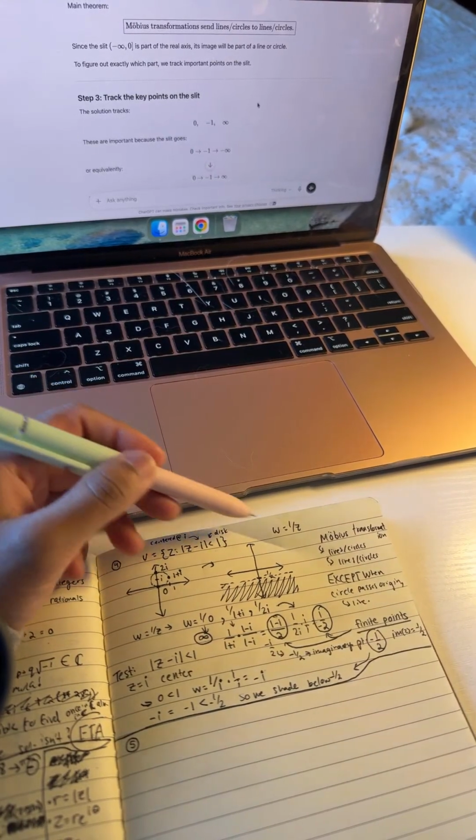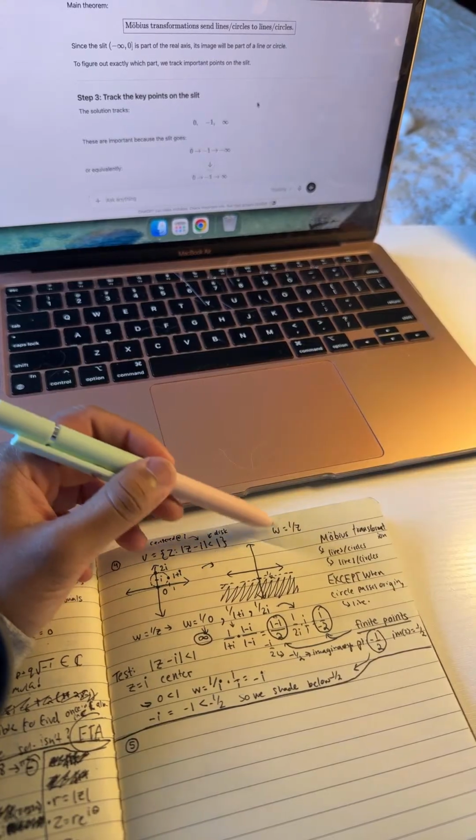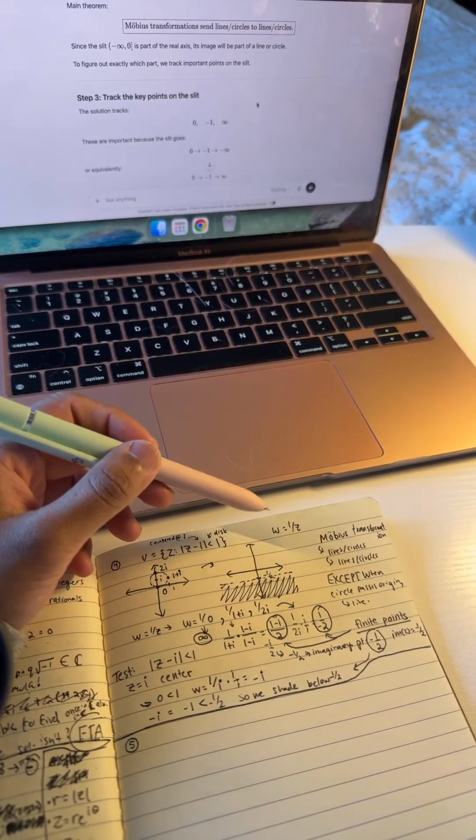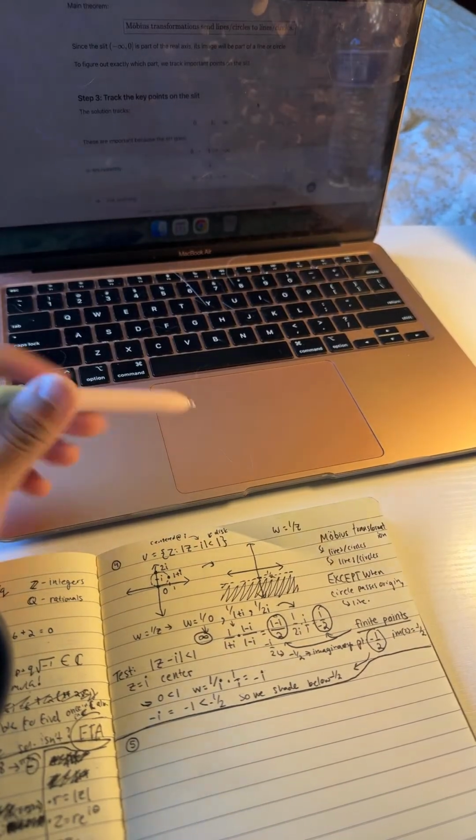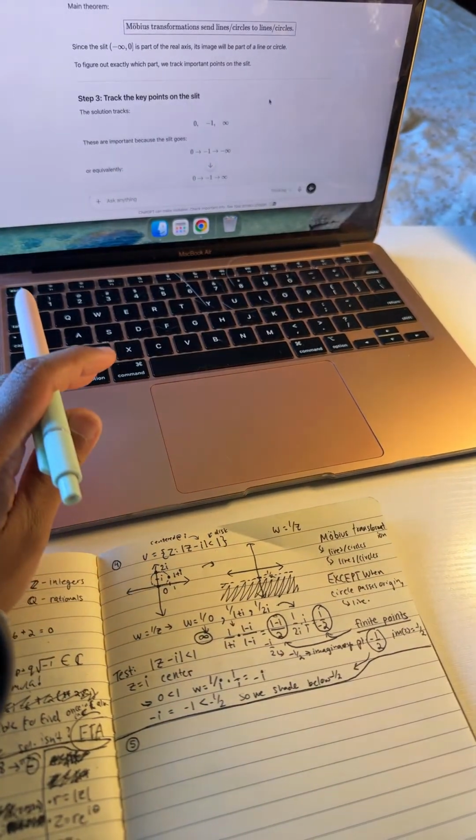Well, we have to plug them into this formula here for the Mobius transformation. And what grade? Hello, Smarty Smith. Welcome to the stream.